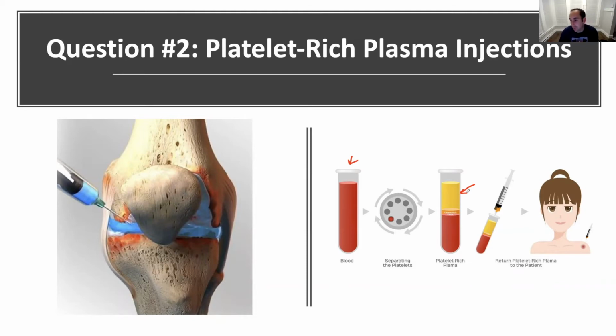And if you don't, great, but that's just not the odds. The odds are that you're going to have it again. So basically, the PRP is very, very helpful, specifically for knees.